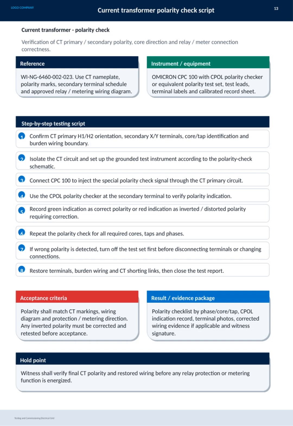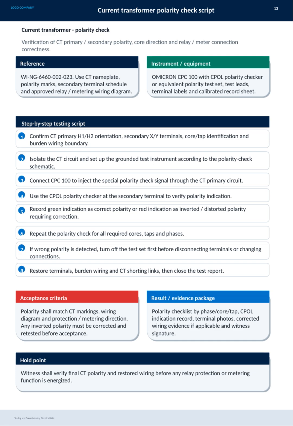On this slide, we're focusing on the current transformer polarity check, a critical step in testing and commissioning electrical grids. The main goal here is to verify the CT primary and secondary polarity, core direction, and that relay or meter connections are correct. We follow the procedure outlined in WI-NG 6460-002-023, using the CT nameplate, polarity marks, secondary terminal schedule, and the approved wiring diagrams as references. We use specialized instruments like the Omicron CPC 100 with a CPOL polarity checker, along with test leads, terminal labels, and calibrated record sheets for accurate testing.